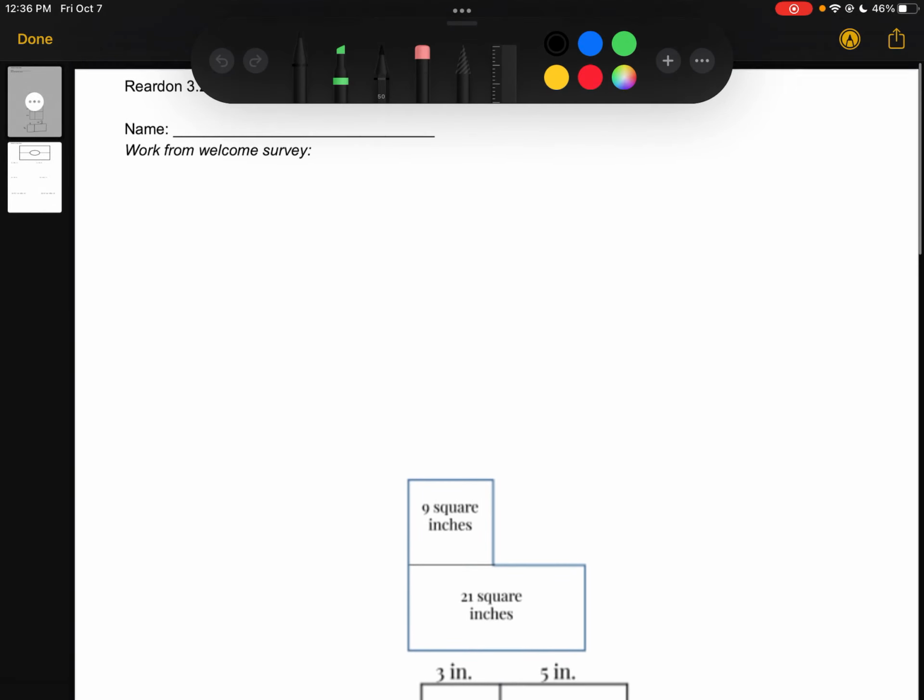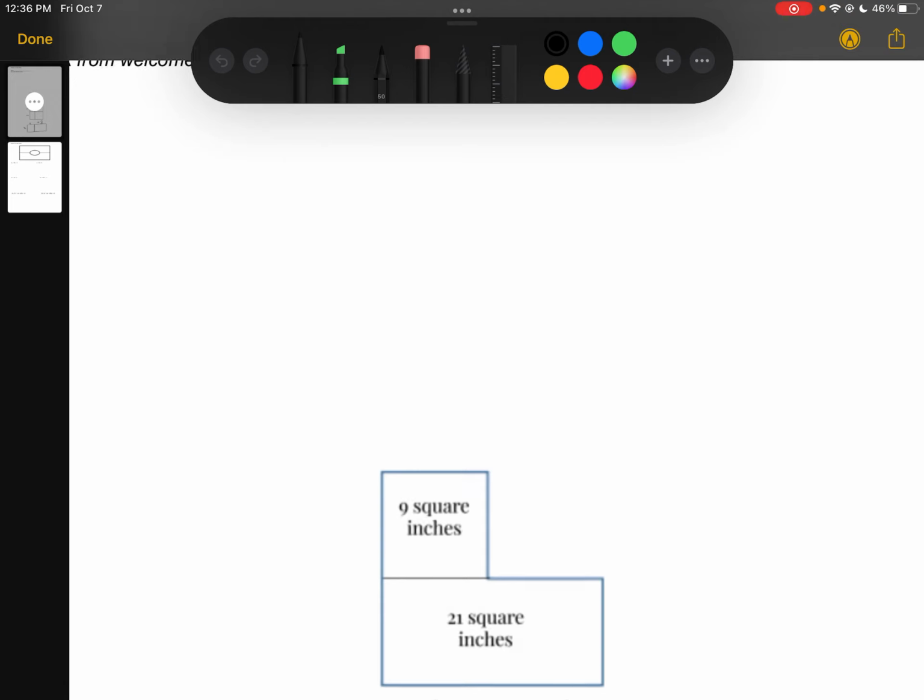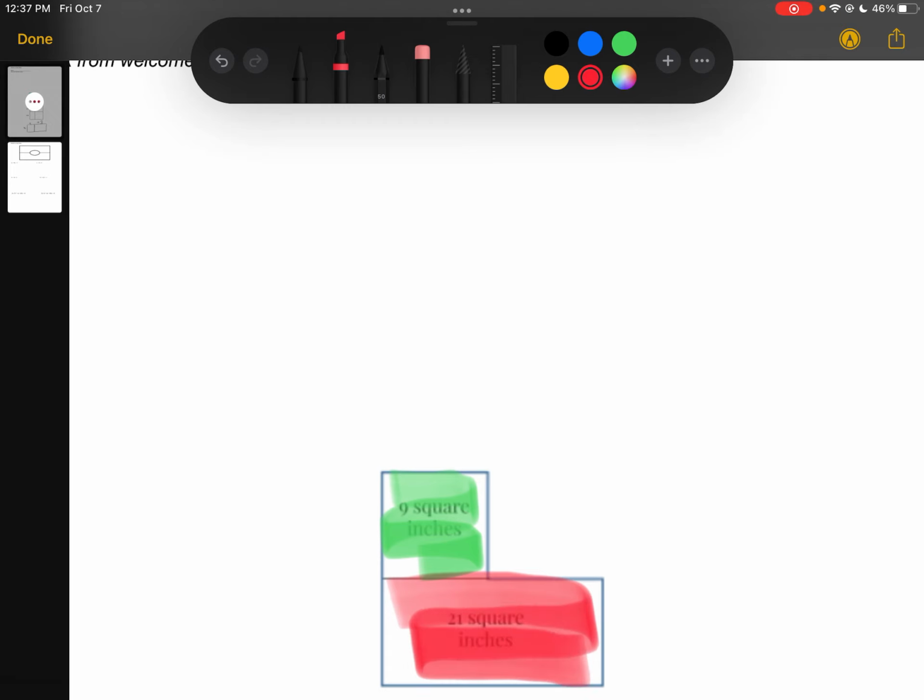We can start off with some real world examples. So if we have something like our first box here, what we can see is we have a little green section right here, and then a second box section here in red. So two different pieces, basically making up a complicated, kind of put together shape.